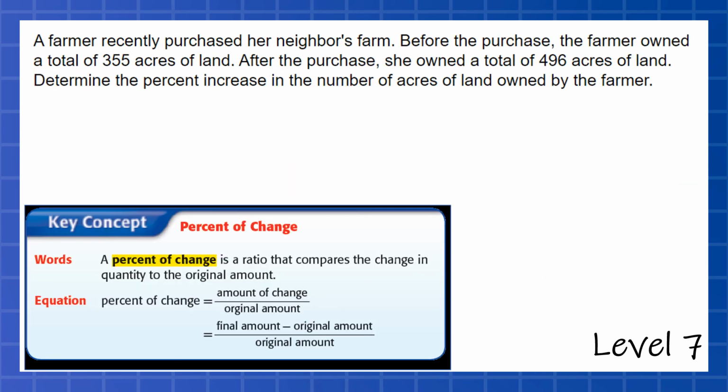A farmer recently purchased her neighbor's farm. Before the purchase, the farmer owned a total of 355 acres of land. After the purchase, she owned 496 acres of land. What is the percent increase? Now, when we talk about percent increase, it's a percent of change. We need to make sure the number we put on top of our fraction is the amount of change. So she started with 355. She had 496. We're not just going to put 496 on top. That is the final amount, but that's not how much it changed. We have to subtract what she started with. And then we always divide by the original amount.